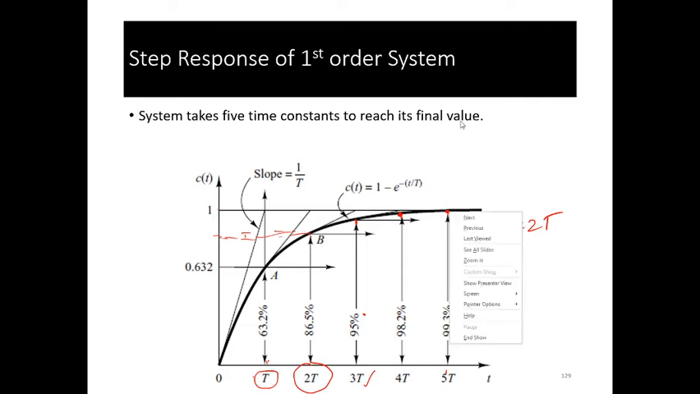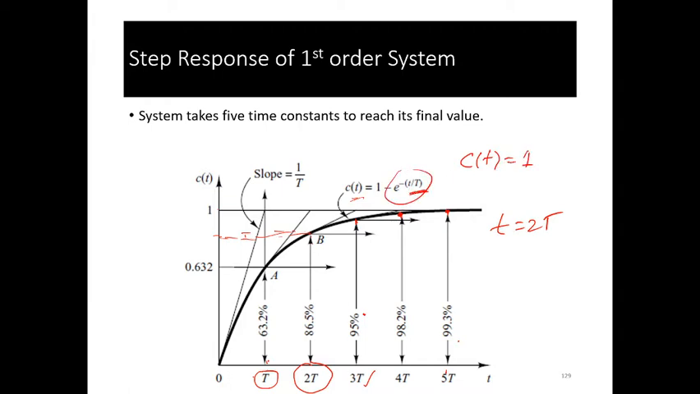So you can see here the value of the error becomes 0 only when t equals infinity, which is not possible. Infinite time means a very large time. So at 99.3%, you can say that the system takes 5 time constants to reach the final value. You can conclude here that this is the settling time. It is settled, already settled.